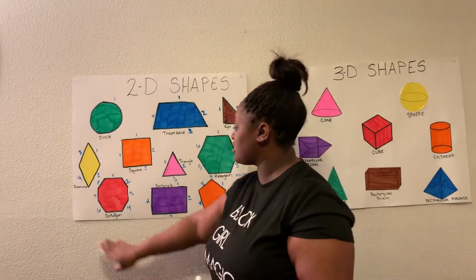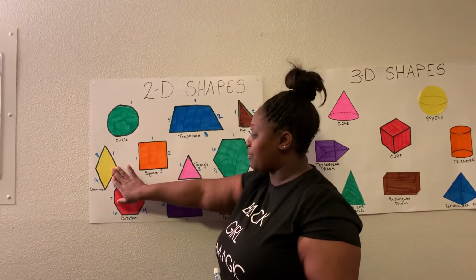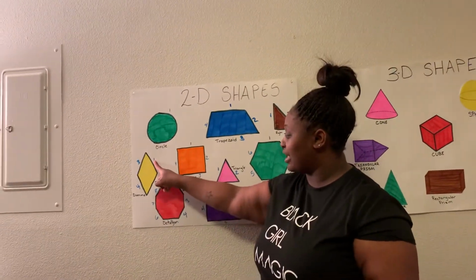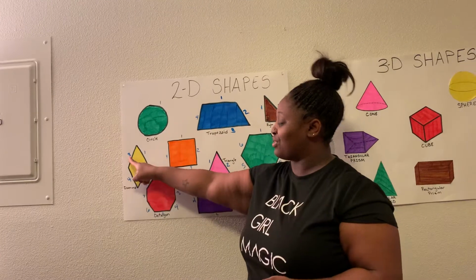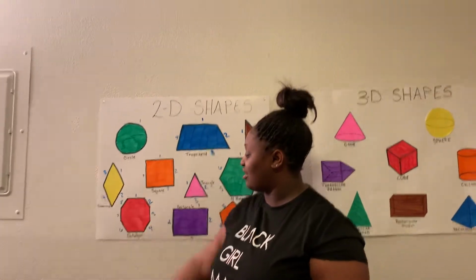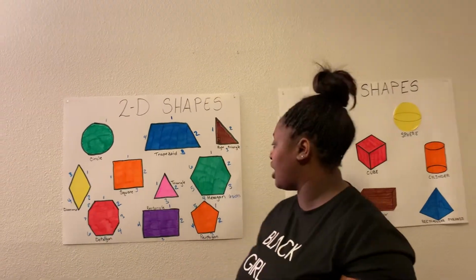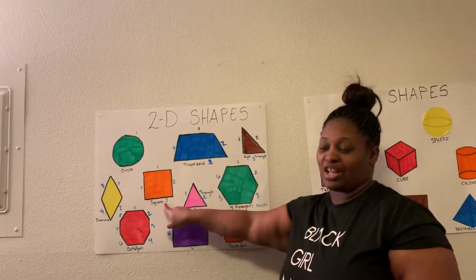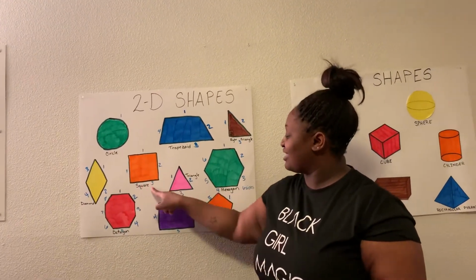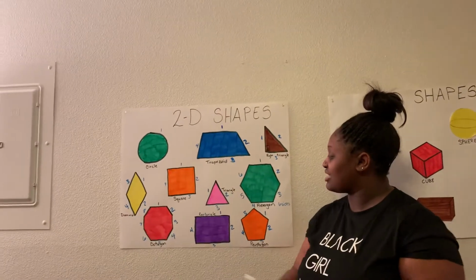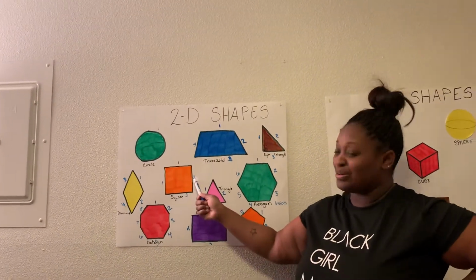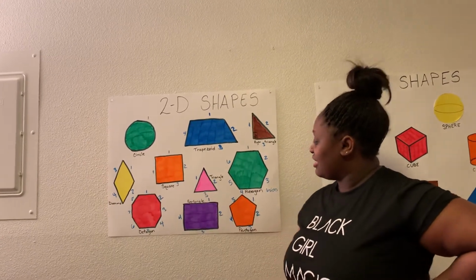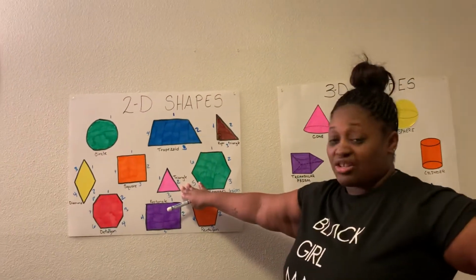Good job, guys. The next shape is a diamond. Let's count how many sides the diamond has. 1, 2, 3, 4. Good job. You guys are doing awesome. All right. Our next shape is what? A square. Good job, guys. Let's count our sides. 1, 2, 3, 4. Yes. Good. You guys are on a roll.